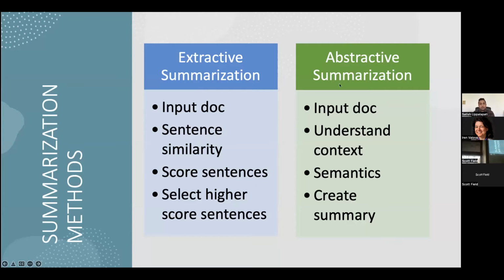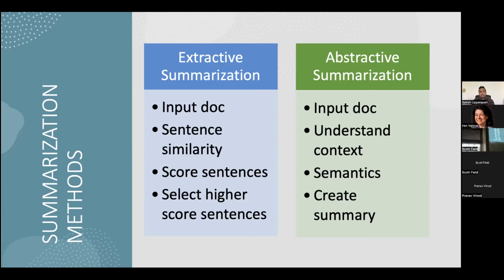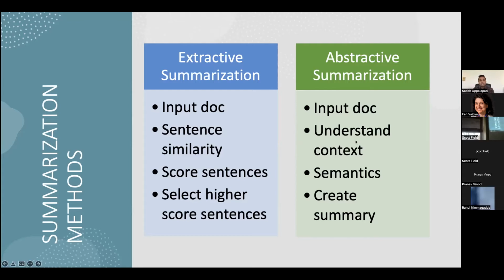Abstractive summarization, on the other hand, chooses words based on the context of the document. And these words may not necessarily be from the source documents itself. And these methods analyze the document using NLP techniques, and generate a summary that provides the important information of the original source documents.